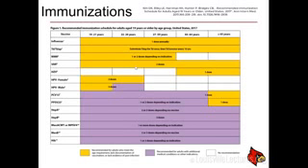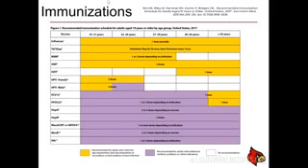And then for MMR and varicella, don't give to pregnant or immunocompromised people. And then for Zoster, don't give to immunocompromised people. For HPV, question. Zoster starts at 50 now, right? So I pulled this off the CDC website, so they may have not updated it.